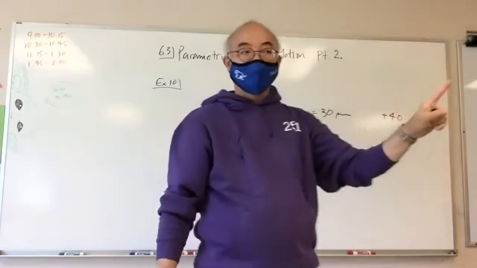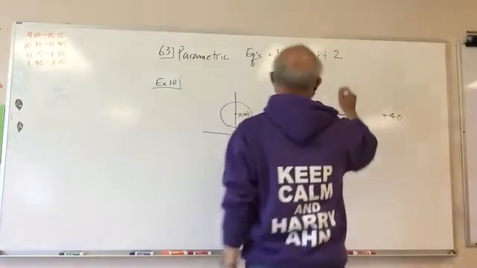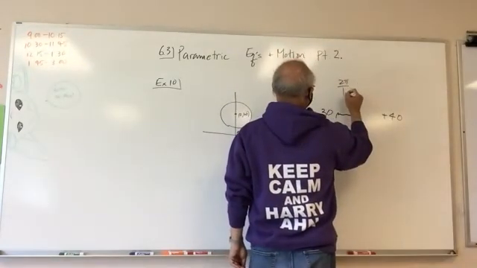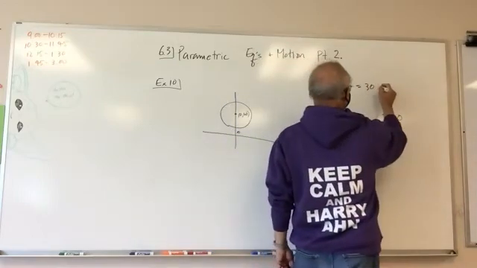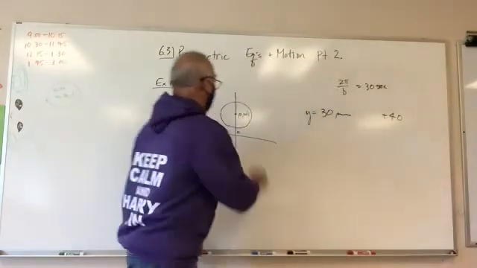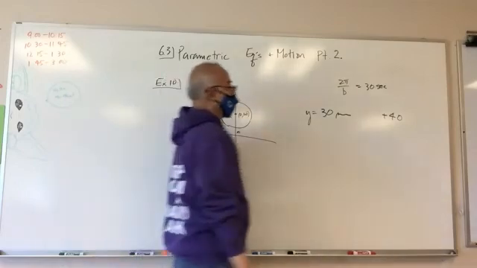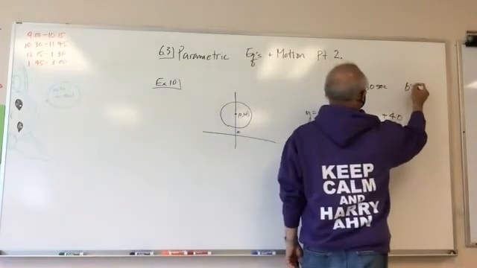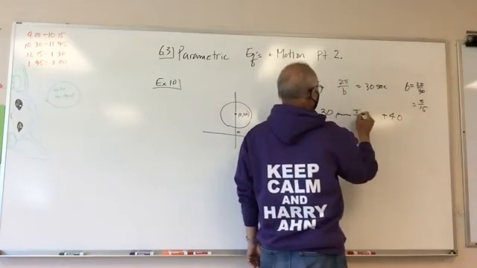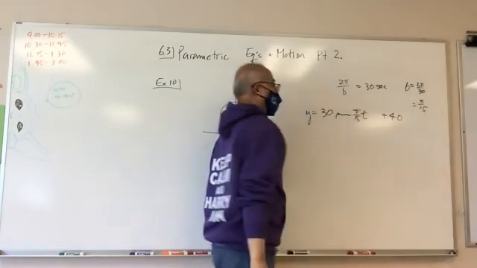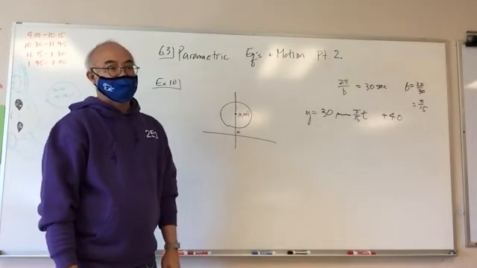I need to find the period or the frequency, right? Remember, this is going to be 30 seconds, because that's how long it takes to travel around one cycle. So B is going to be equal to what? 2 pi over 30. Does that make sense? Are we good?